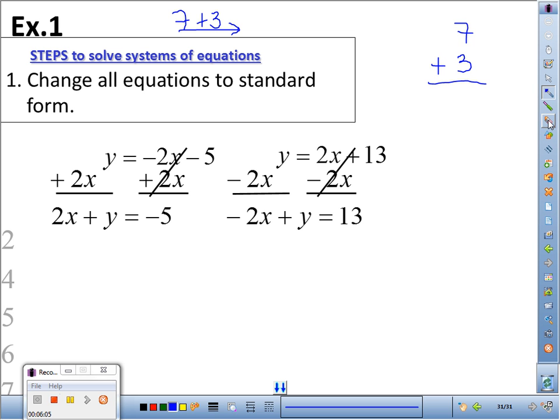Alright, so with that said, if we're going to be adding like this, what do I need to do to these two equations? I need to write them one on top of the other. So what I want you to do is write this one underneath this one and align each term with each term. So x's with x's, y with y, equal to equal. And it should look like this.